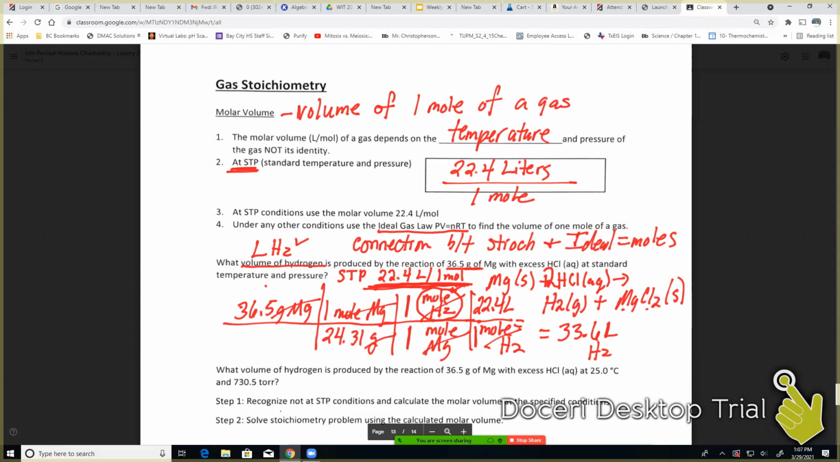All right, now let's look at a couple where we don't have STP conditions. So then it's going to be a little bit longer. We're going to have to use stoichiometry, and then we'll also have to use the ideal gas law. A couple of people in my other classes asked me where that 24.31 came from, and that's just the molar mass of magnesium. So it's just this element by itself. Any other questions on where any of the numbers came from? All right.